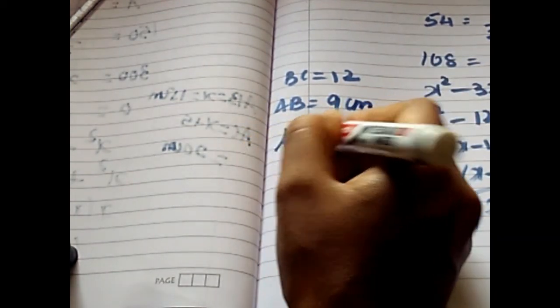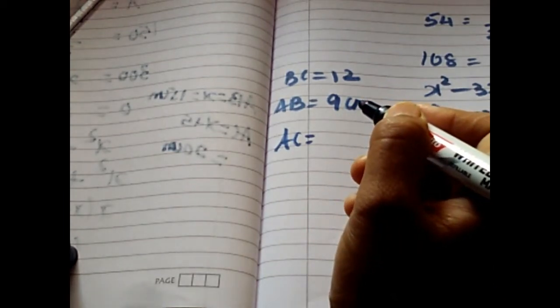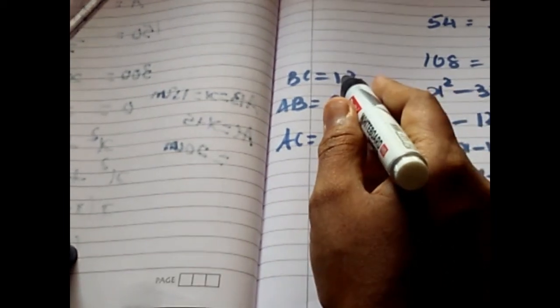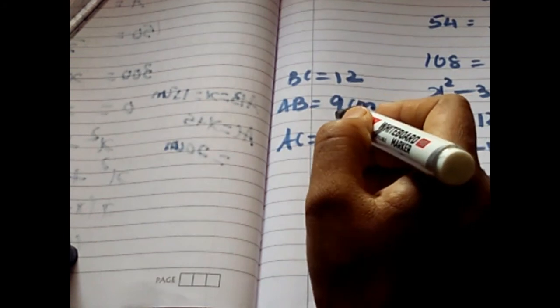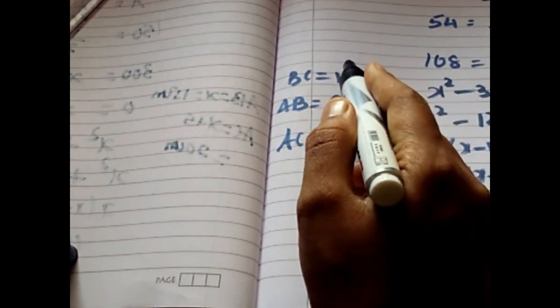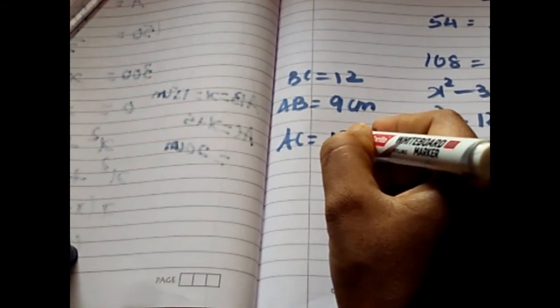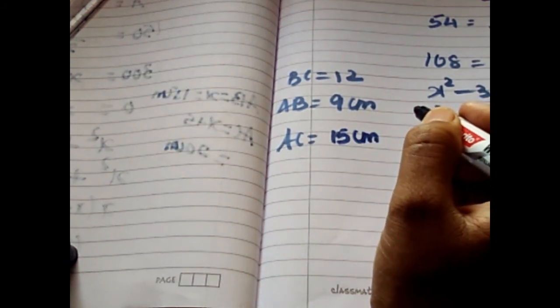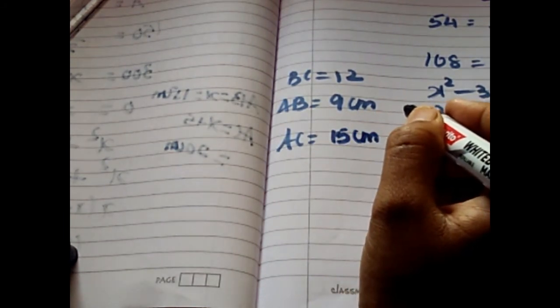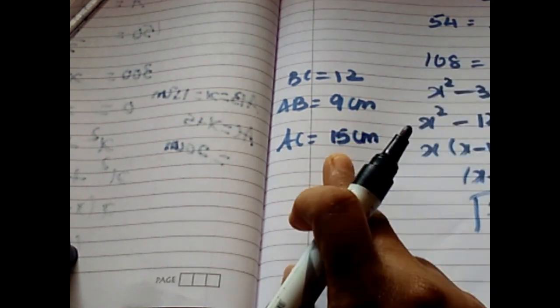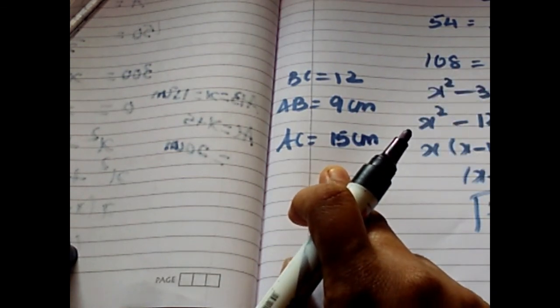Again, for the side AC, apply Pythagoras theorem. 12 square is 144. 9 square is 81. 144 plus 81 is 225. Square root of 225 is 15 centimeter. I hope you can manage this step. Do it. I am writing the answer directly, but you have to do the step.